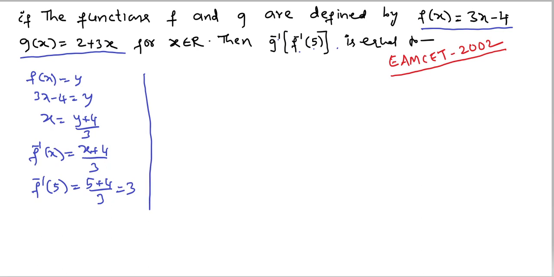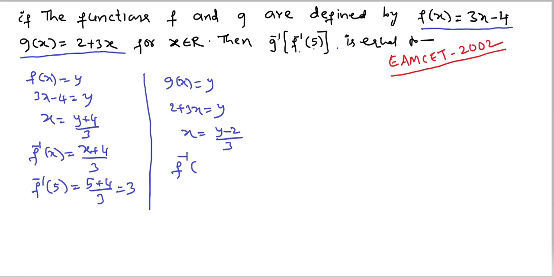Now we find the inverse of g of x. g of x is equal to y. g of x value is 2 plus 3x is equal to y. So x is equal to y minus 2 by 3.